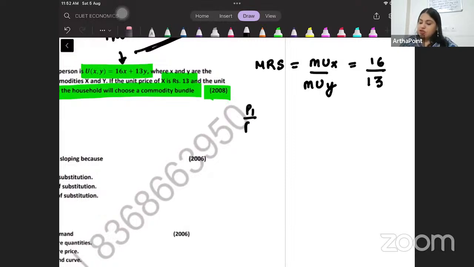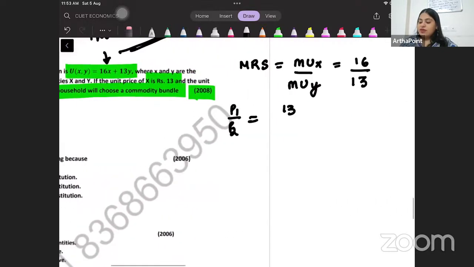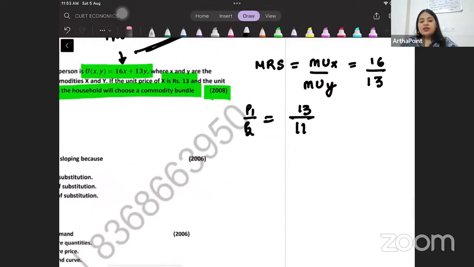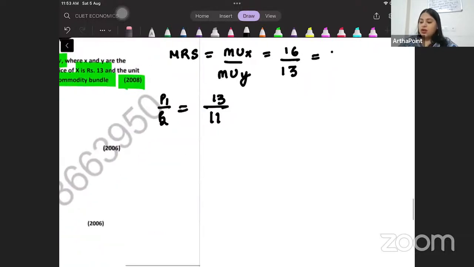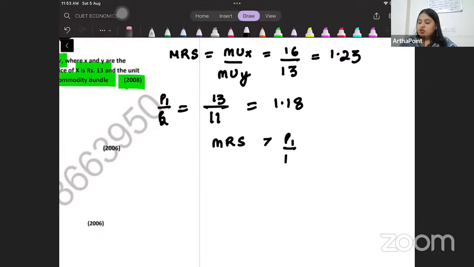Beta, what is the price ratio? Price of good x is 13 and price of good y is 11. So 13 by 11. Quickly, let me just open my calculator so that I can quickly find these two values. So beta, 16 divided by 13, this is going to be 1.23, right? And beta, 13 divided by 11, this is going to be 1.18. So MRS is more than price ratio.